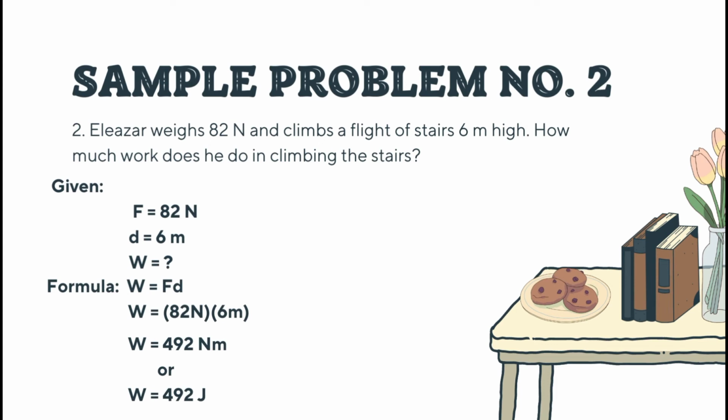Eleazar weighs 82 Newton and climbs a flight of stairs 6 meters high. How much work does he do in climbing the stairs? Again, what we need to do is to first get all the given values in our sample problem. For problem number 2, 82 Newton is our force. Displacement is equal to 6 meters. And again, the missing value here is the value of work.